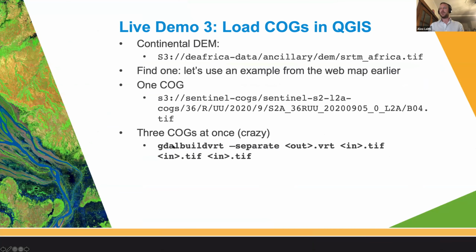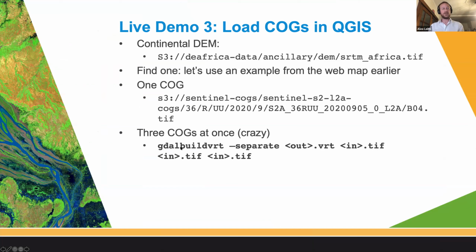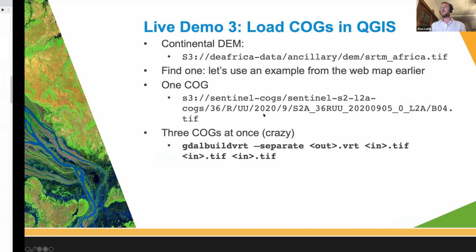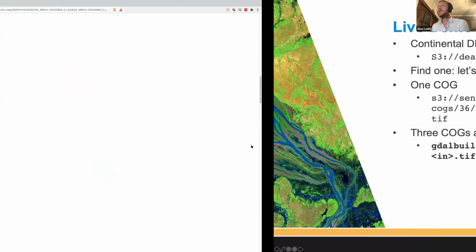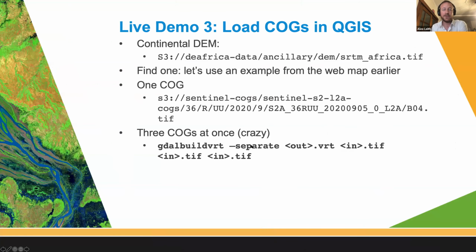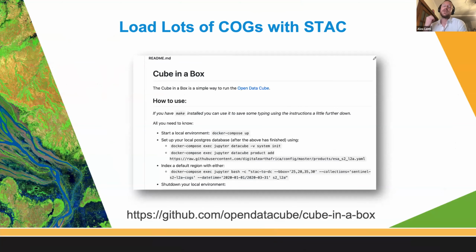What you can also do is build a virtual raster from these links to COGs on S3. And then you can have a 3-band image that you can view in QGIS. I've done that earlier, but I'm not going to demonstrate that now. So this is what you can get up to, all without downloading any data.